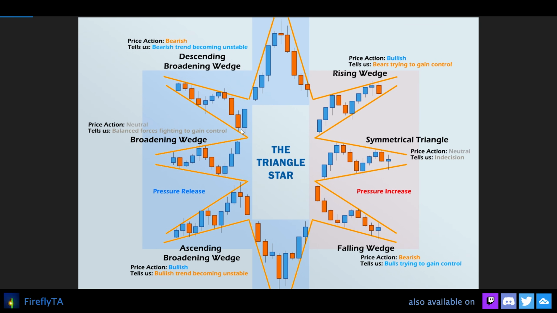Okay, then we have the broadening wedges. You can see these are neutral patterns. Why are they neutral? Simply because, as you can see, price is making significant higher highs, but it is also making significant lower lows at the same time. So there's no real preference we have here at the moment.